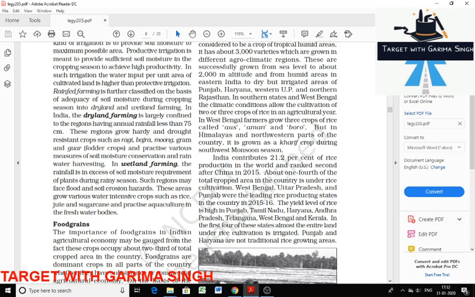In dryland, it is basically confined to the region where rainfall is less than 75 centimeters. So in this region, you find hardly any crops except drought-resistant crops like ragi, bajra, moong, gram. On the other hand, in wetland farming the rainfall is more. Because of excess rainfall, you get excess soil moisture beyond the requirement of the plant. Such regions may face flood and soil erosion hazards. These areas grow various water-intensive crops like rice, jute, sugarcane.